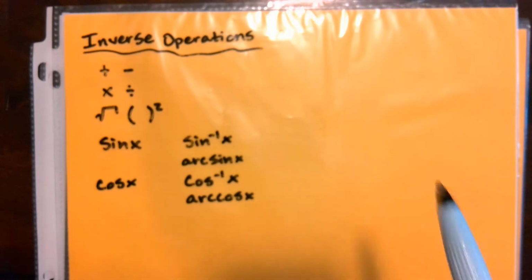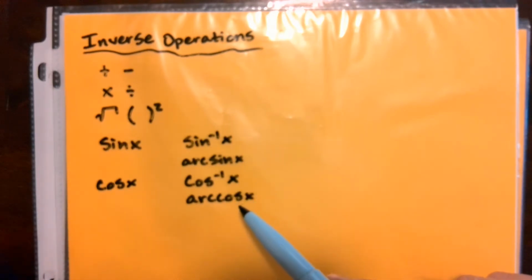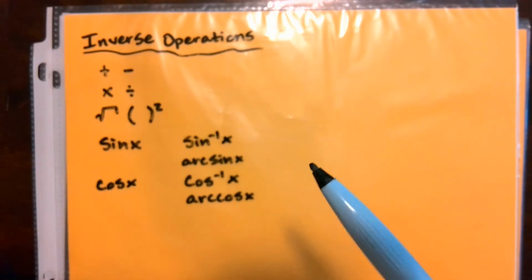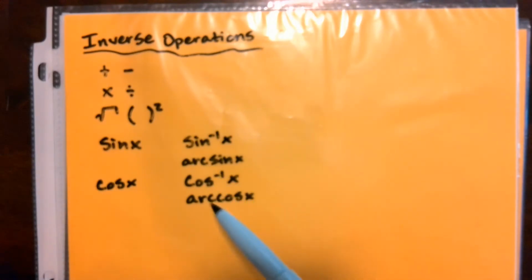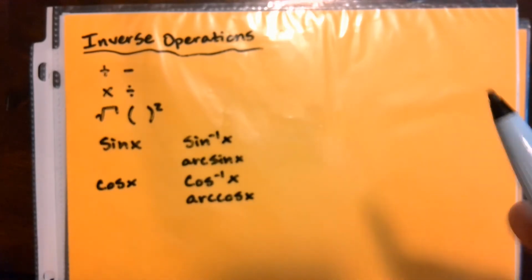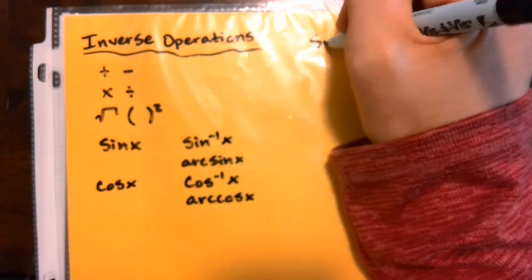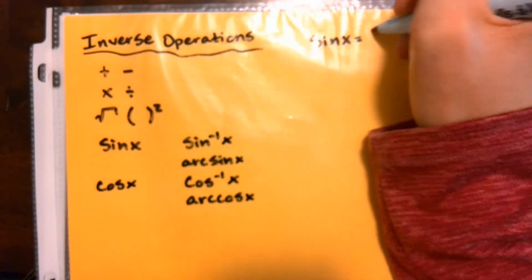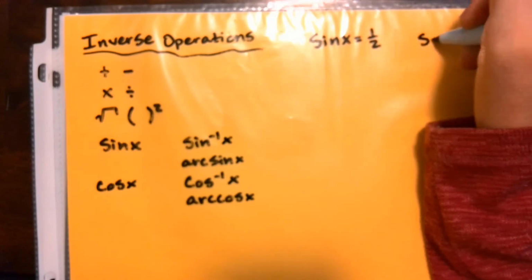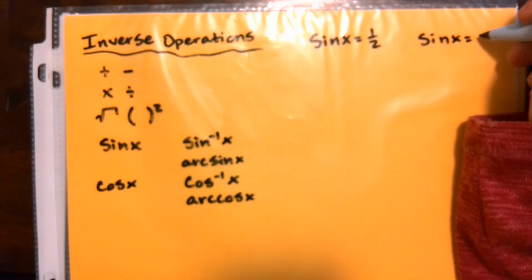So before we get into examples that use arcsine and arc cosine, I first want to talk about some restrictions that we have on these functions that we don't have on sine and cosine. We can plug in whatever we want into sine and cosine, but arcsine and arc cosine are a little bit different. So let's look at sine of x equaling 1/2, and then also sine of x equaling a negative 1/2.